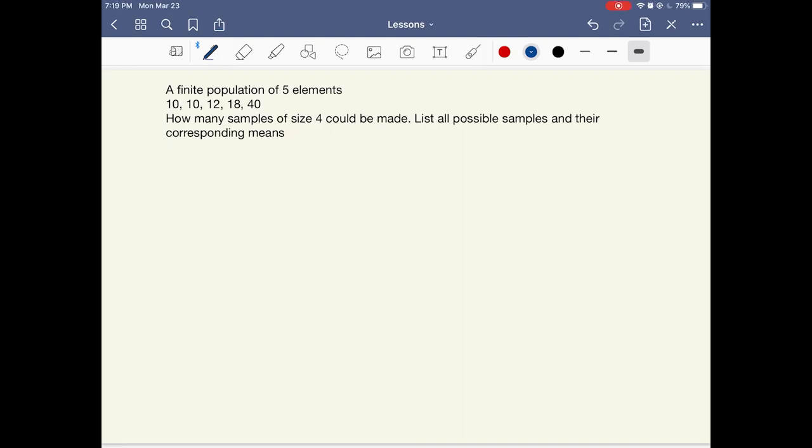So a finite population of 5 elements, so our capital N is 5. We are given the data: 10, 10, 12, 18, and 40. How many samples of size 4? Therefore, our small n is 4. List all possible samples and their corresponding means. And then later on, we will be given additional information.